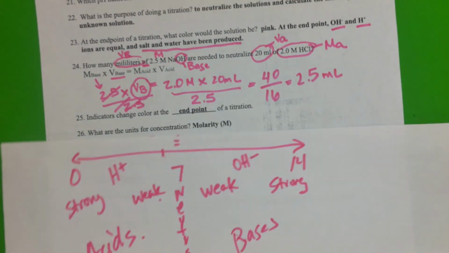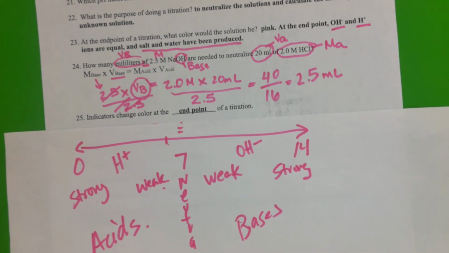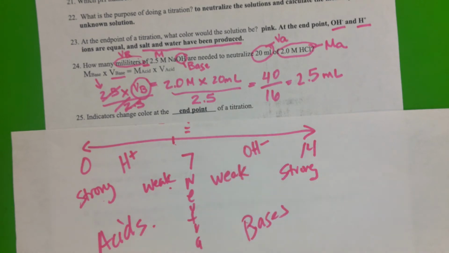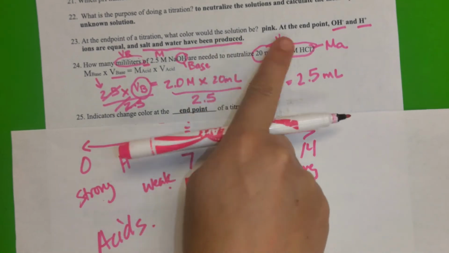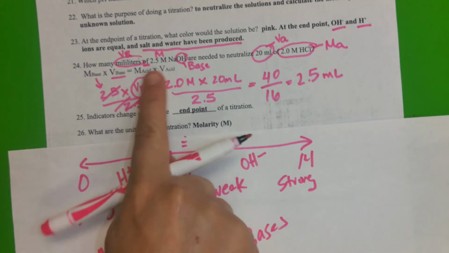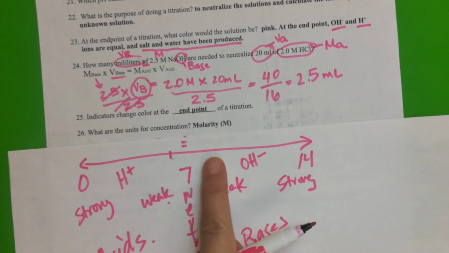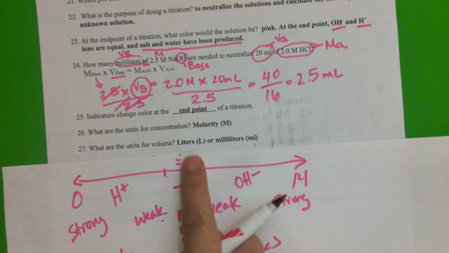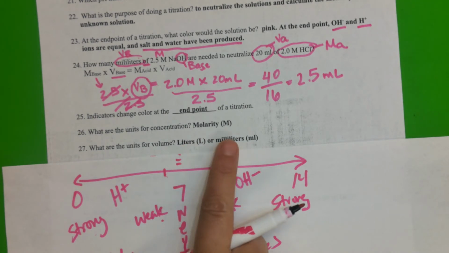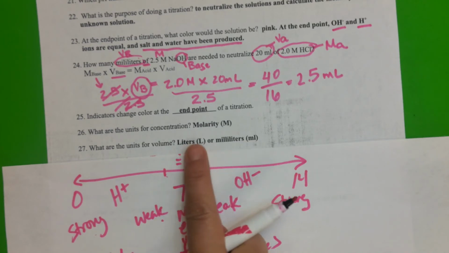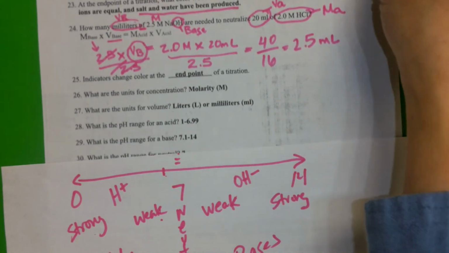Okay, the next one. Indicators change color at the end point of a titration. The end point, as explained here. And then what are the units of concentration? That's molarity, that's your M's. And what are the units of volume? It's liters officially, but your burettes, your equipment when you're doing titrations, are in milliliters. So you always have to convert them if you want it by liters.